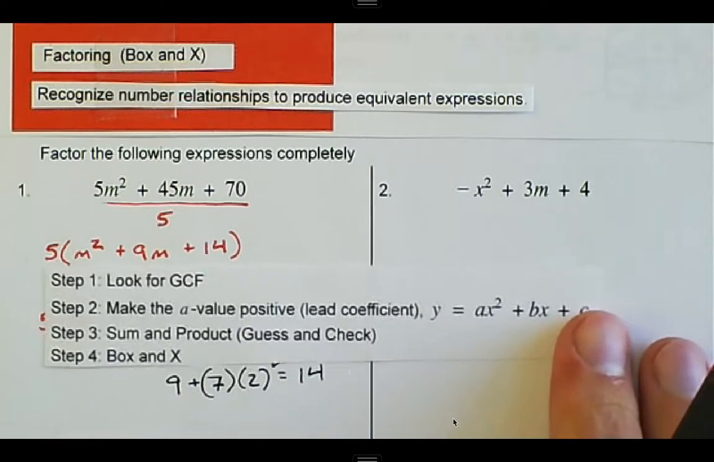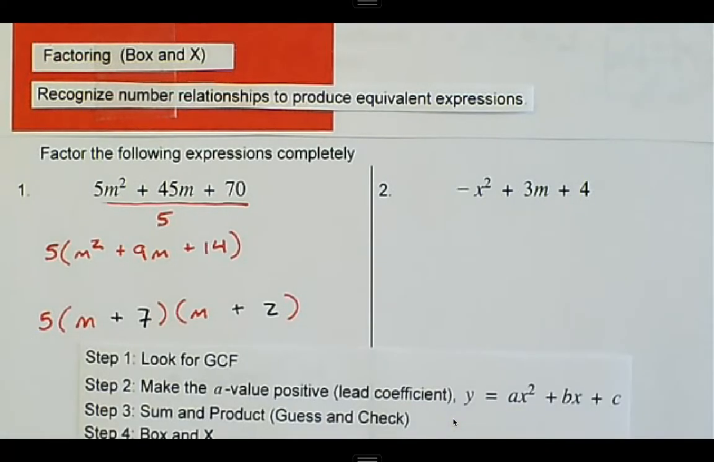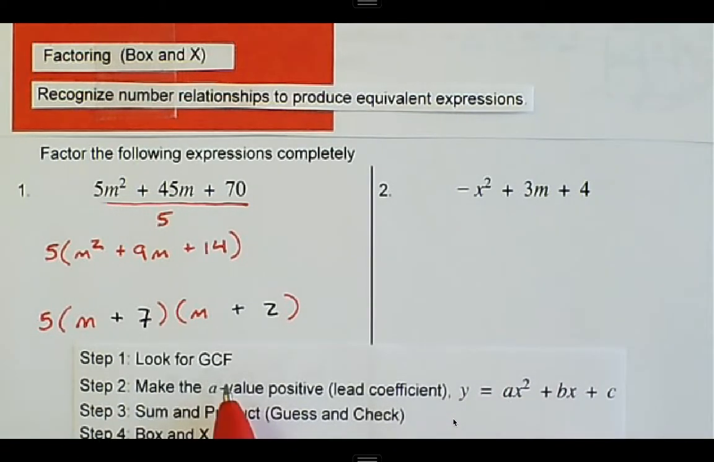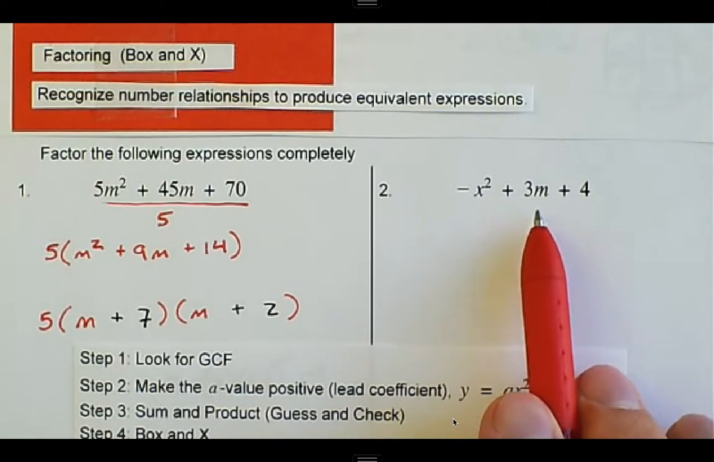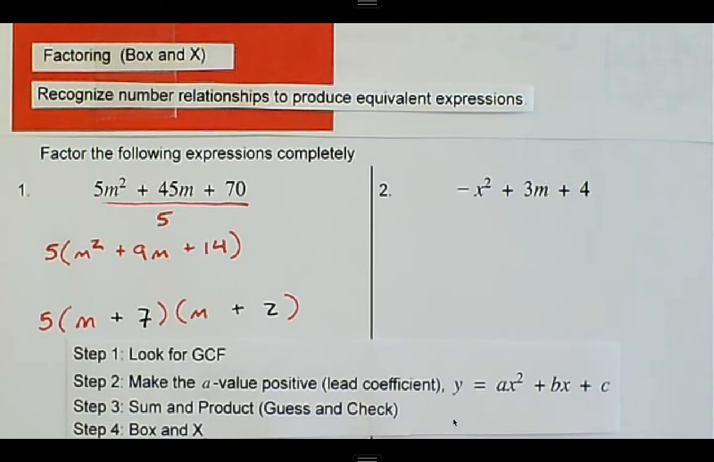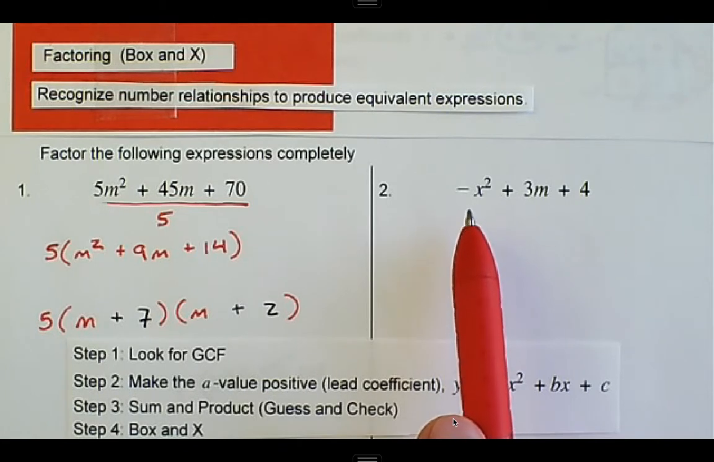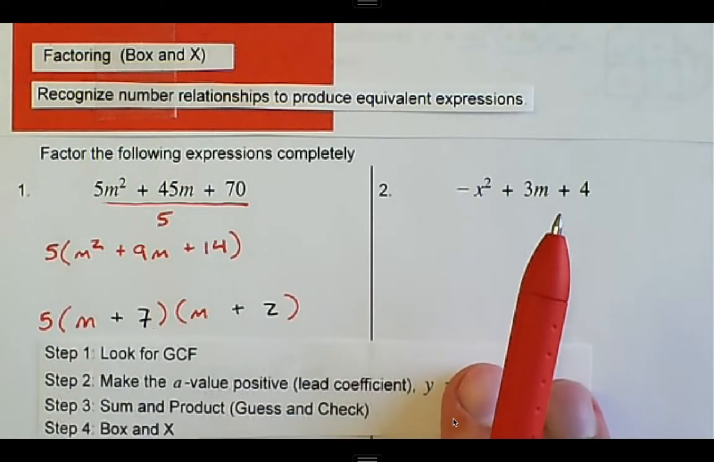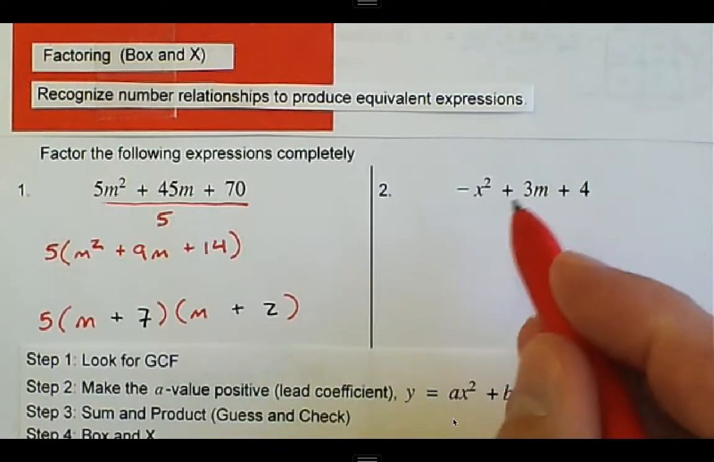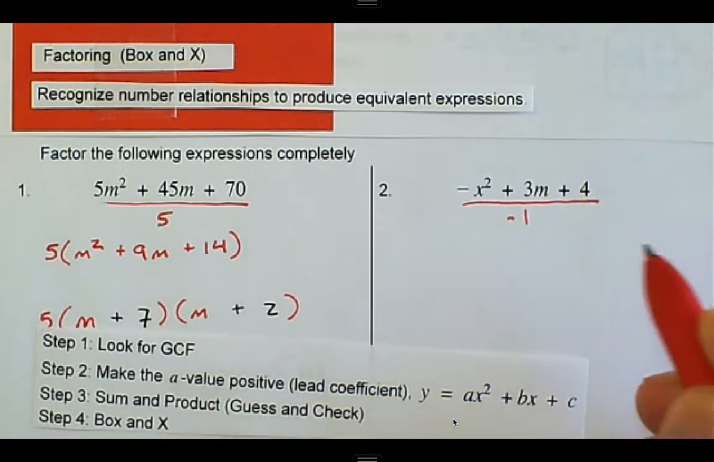The next one, you're going to follow the same process. The first step, look for any common terms. We got a 1, a 3, and a 4, so that doesn't work. The next step is make the a value positive. The leading coefficient, in this case, is -1. So in order to make that positive, we have to factor a negative 1 out of this whole thing. So I'm going to divide this whole thing by -1.